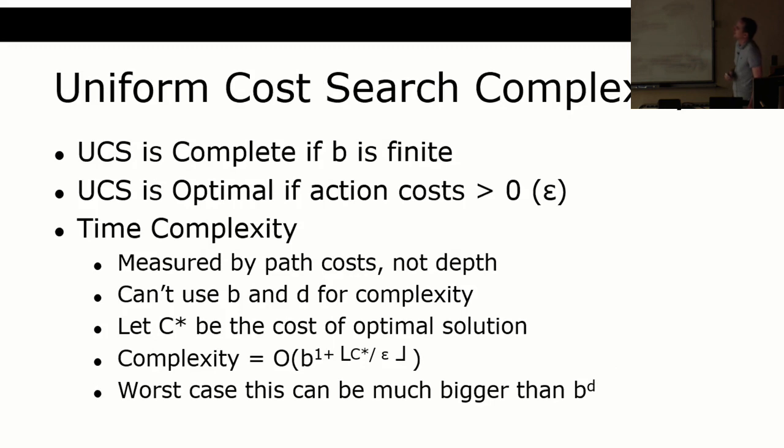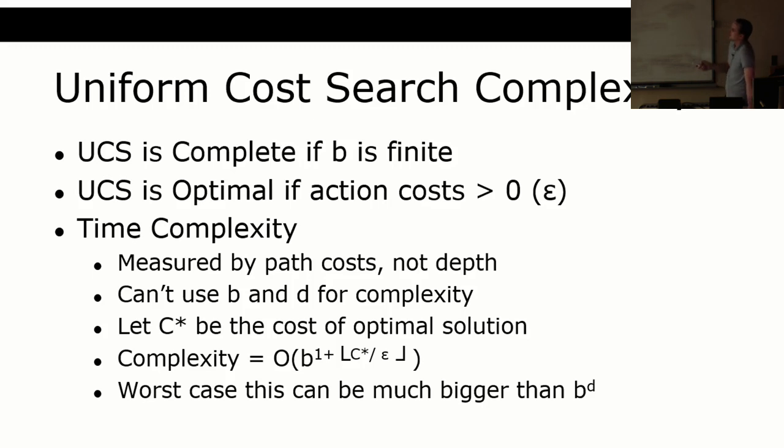Super easy. Uniform cost search, I'm not going to go too deep into its time complexity. It's complete if B is finite. So of course, if we have an infinite thing, we may never find a solution. But it's complete. It's optimal if all the action costs are greater than 0. So it will show the optimal solution. However, its time complexity, I'm not going to go into proofs in this course. But in general, it's way worse, right?